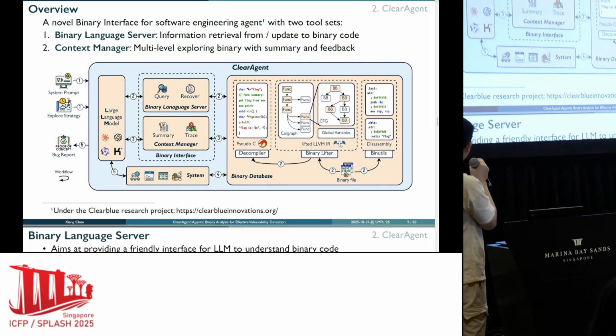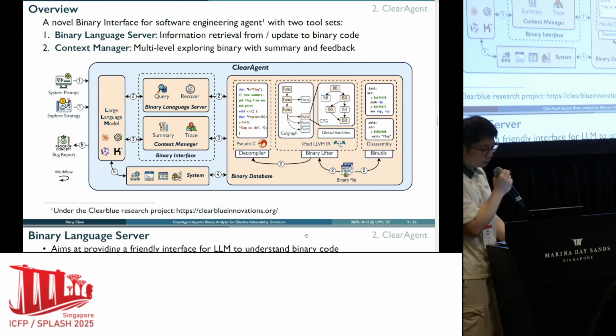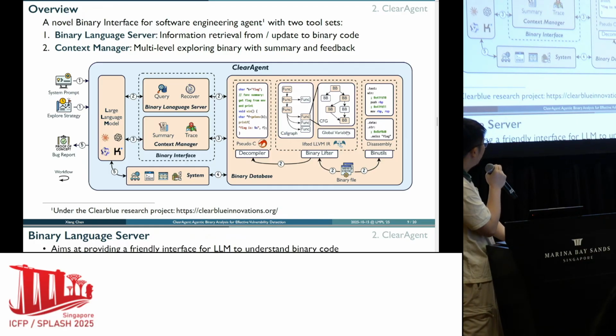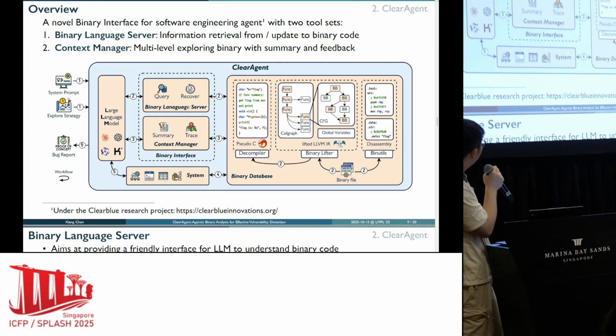Given the system prompt and the exploration strategy, the agent will first translate the binary file into three analyzable code formats, which are the disassembly, IR, and pseudocode, using purely symbolic binary analysis tools such as Ghidra and our in-house binary lifter, Plankton. Then the agent will iteratively query the binary code through the binary interface. And finally, if it finds a bug, it will validate it and then output a bug report with proof of concept scripts with its best efforts.